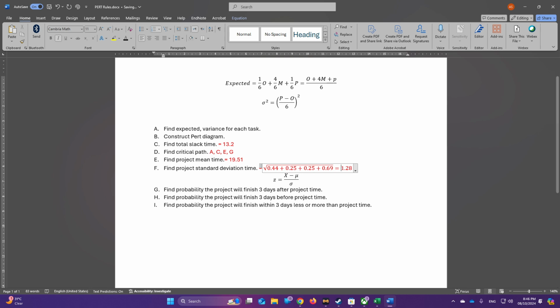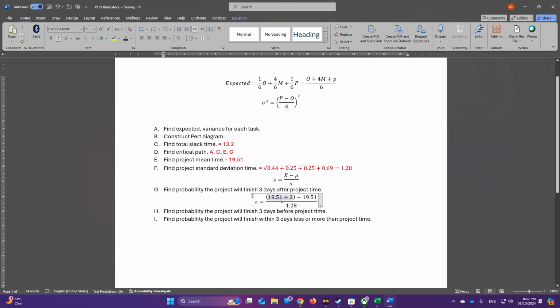So let's put them together. If you notice here, we have x, which is the mean time plus 3 days, minus the mean time, which will give you in the end only 3. And you divide it by sigma, and in the end we will get the value 2.34. Now this z value, we need to get back to the table and find the probability for it.